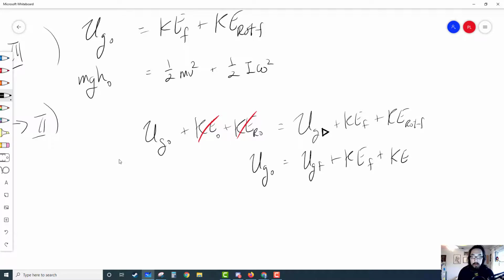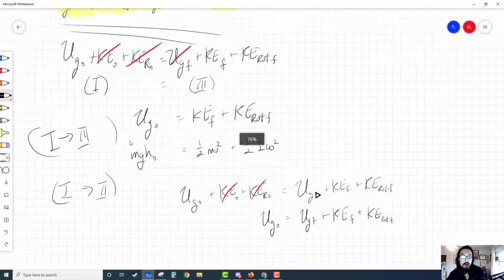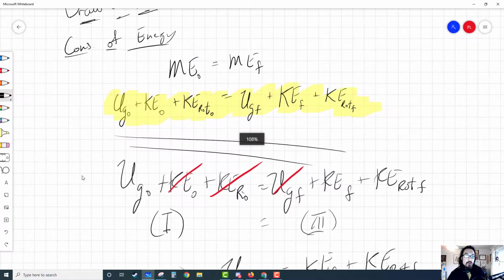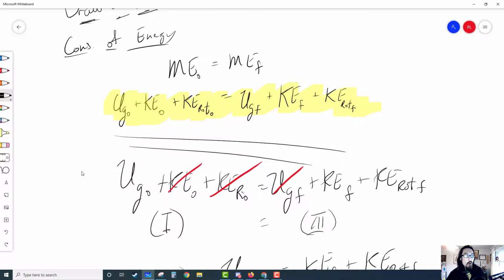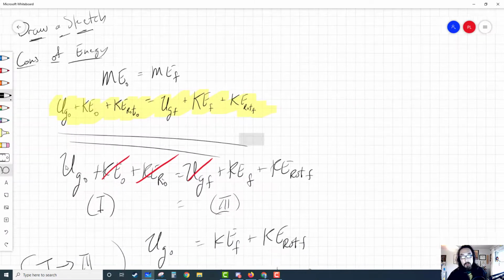Okay, so that would be UGF. The object is moving, and that is KE final, and the object is still rotating. So we have this very long equation right there, and we can expand that once again. So the form of the formula that you're going to use will be this highlighted formula, and it's up to you to deduce what are the zeros, and that's what makes it a little bit more difficult.